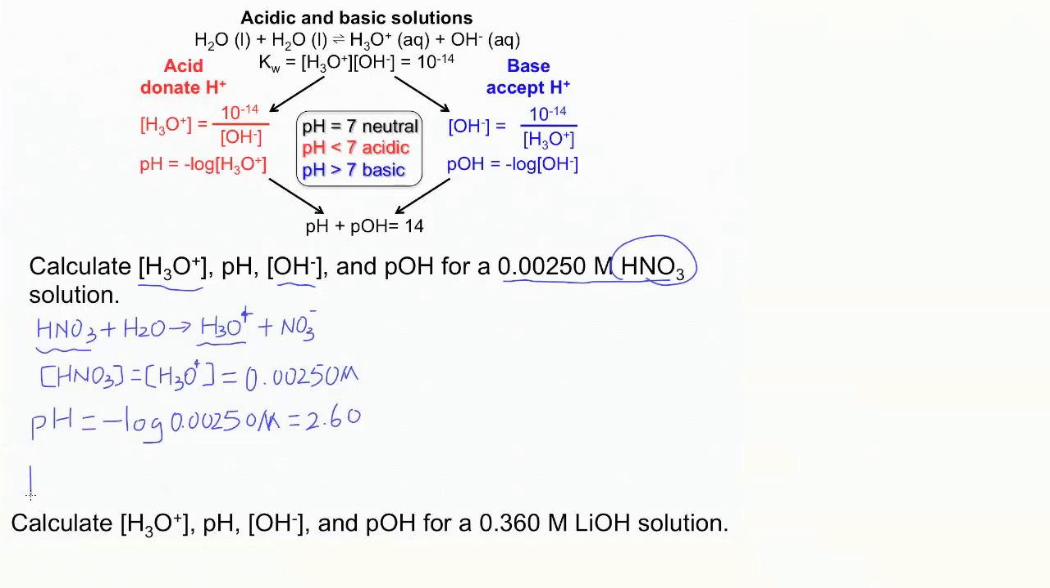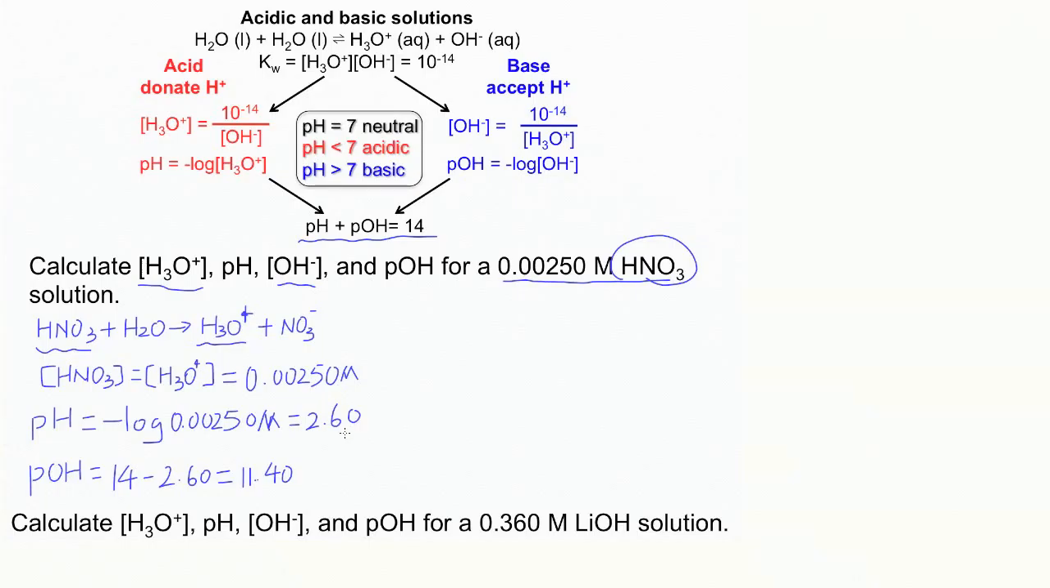And when you get the pH value, the pOH value would be easier because we have this relationship. So pOH value equals 14 minus 2.60, and it's 11.40.